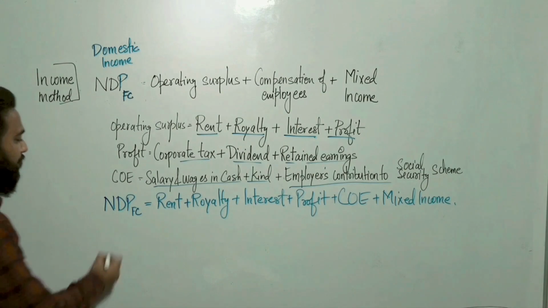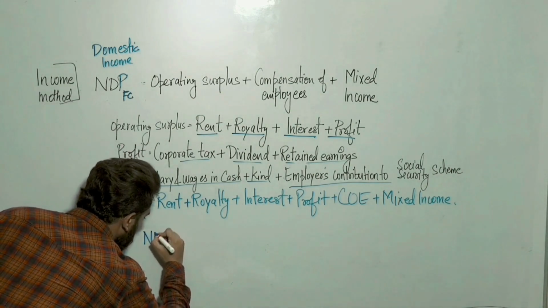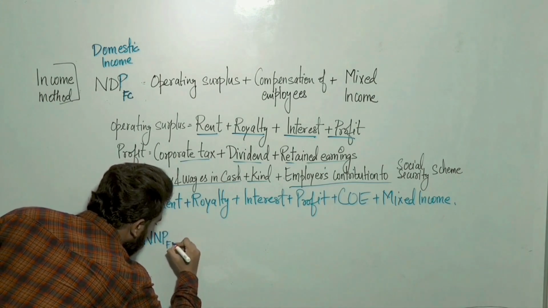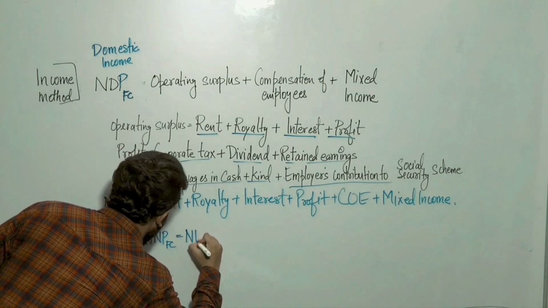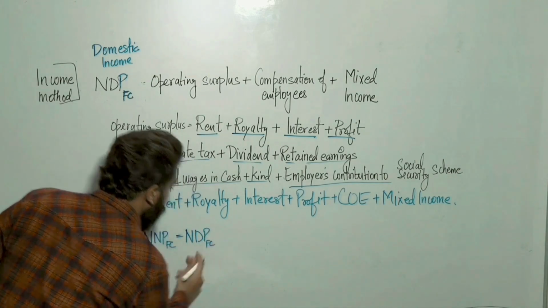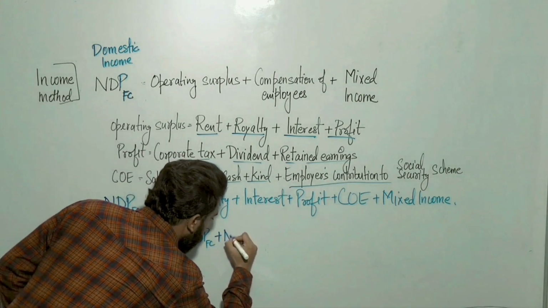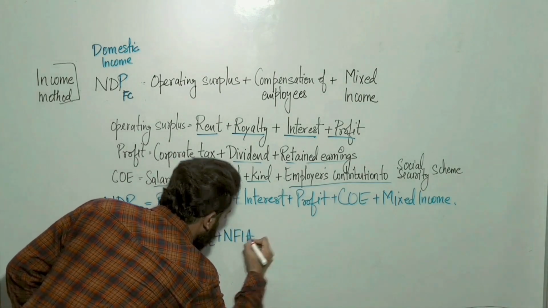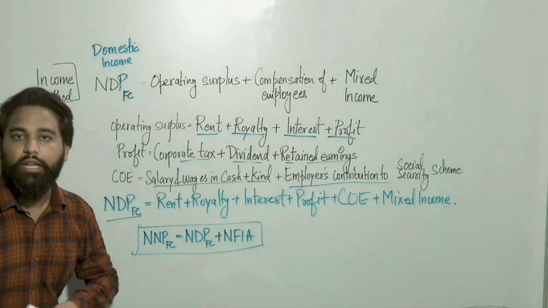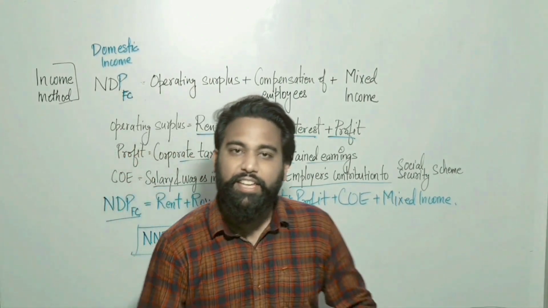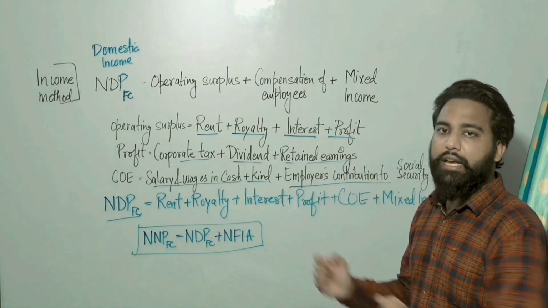After calculating NDP-FC, to convert it into national income, you need to calculate national income with the help of domestic income. What do you do? To convert domestic into national, we add the net factor income from abroad, and thus we have the national income. My dear students, I hope I am very clear to you. It's been a very long day and we have completed our income method.